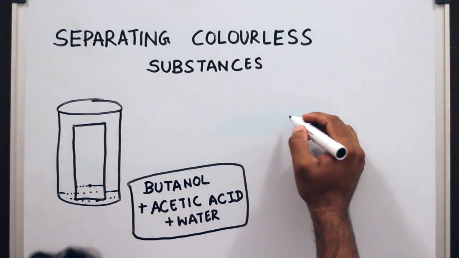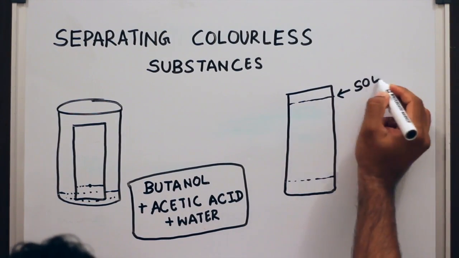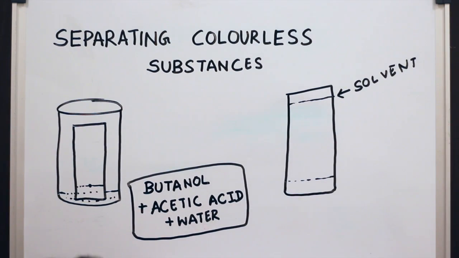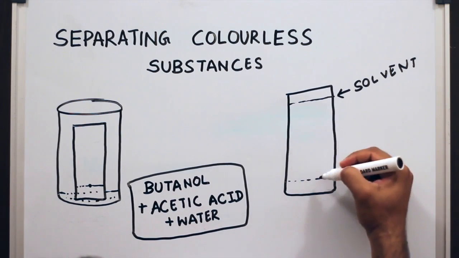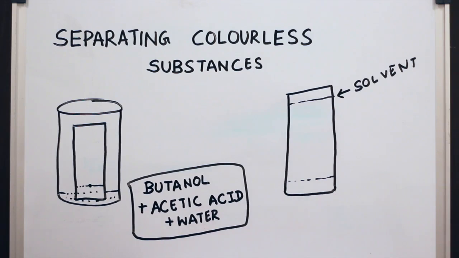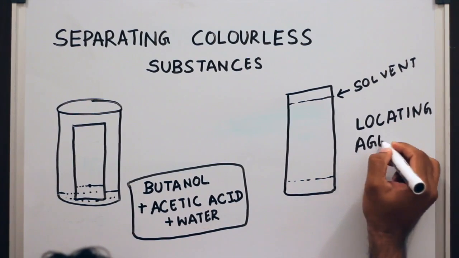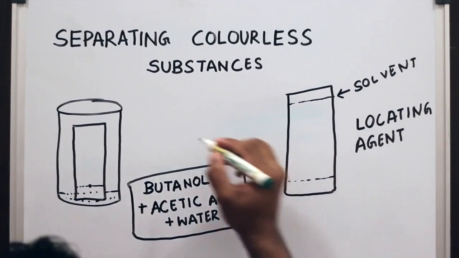So as the solvent moves, you would see the solvent has moved till the top, but you would never see any colors on the sheet. So how do we actually know where the substances have moved? In this case, we make use of a locating agent. Now what is a locating agent? It is a substance or a solution which is used to see the separated components on the paper.